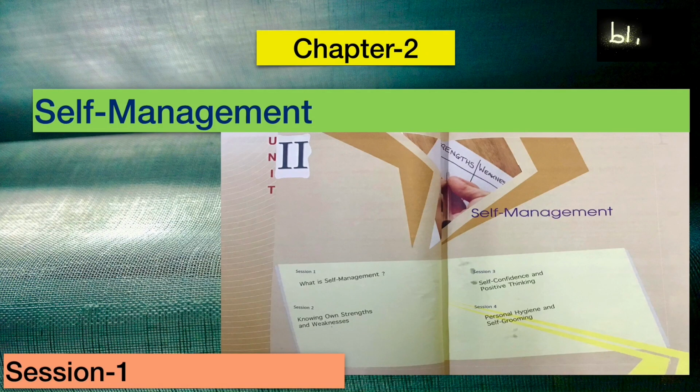Good morning, everyone. Now we are going to start with chapter number 2 of the new curriculum. Curriculum code is 402, Information Technology. Chapter number 2 consists of the topic self-management. We all know that it is an essential part of our life, managing ourselves. This is going to be session 1 of the chapter. Let's start.